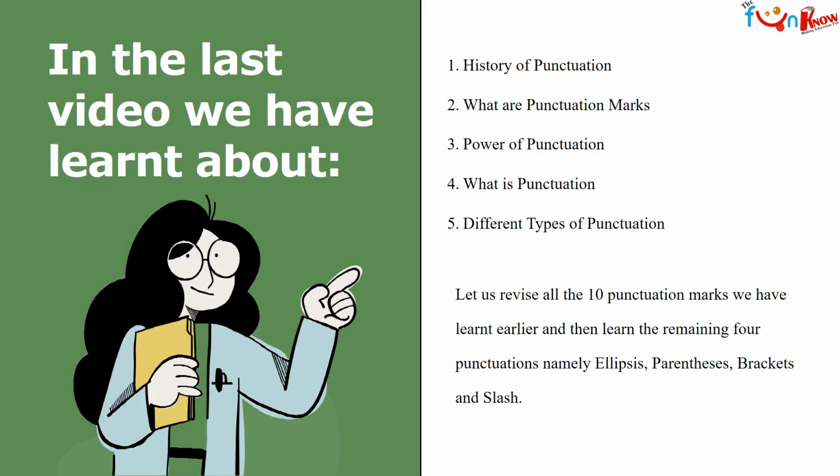Now, in part one of punctuation, we learned the history of punctuation, what are punctuation marks, what's its power, what is a punctuation, and the different types of punctuation. Now, we're going to first revise all the 10 punctuations that we learned in a previous video, and then we will learn the next remaining 4 commonly used punctuation, namely ellipsis, parenthesis, brackets, and slash.